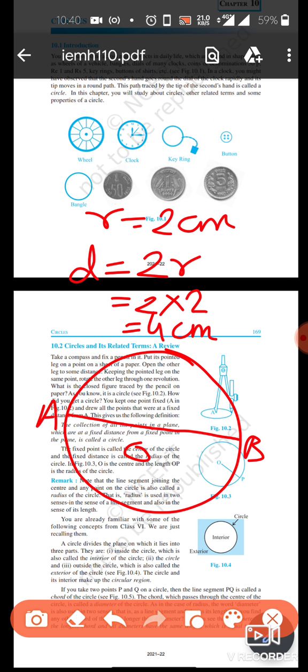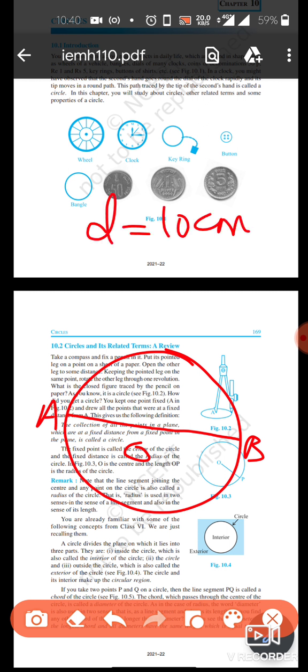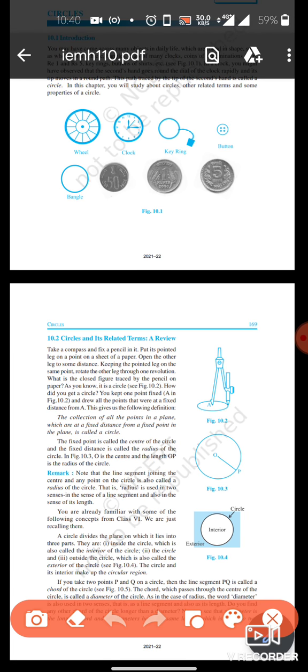Now if you are provided with the diameter, what will be the formula? The radius is half of the diameter. Suppose the diameter is equal to 10 centimeter. To find the radius, radius will be half of diameter, that means d by 2. This is your formula for finding the radius, and it will be 10 by 2, which is 5 centimeter. This way you will find the radius and diameter. And remember this thing: diameter is the longest chord in a circle. Now make an underline.